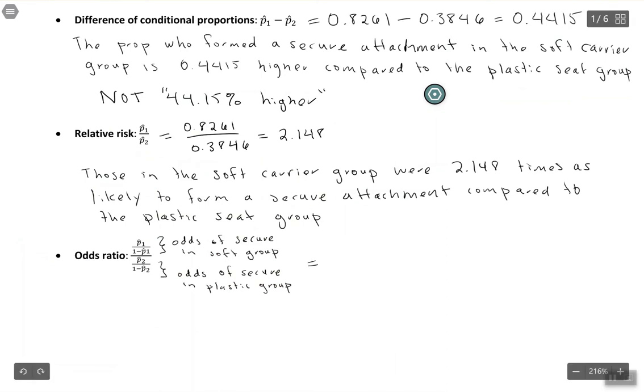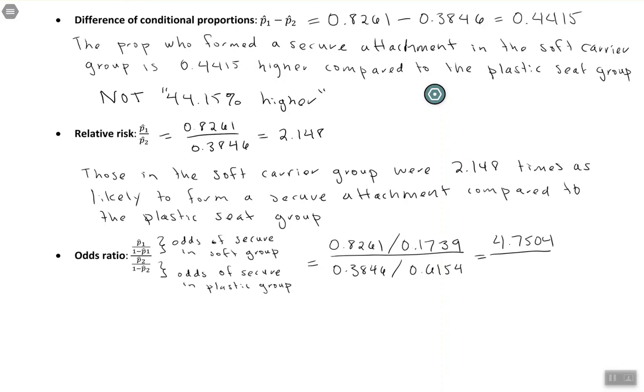All right, so let's calculate the odds ratio. We'll start with the odds of secure attachment in the soft group. In the soft group, 0.8261 is the proportion of successes. And then if we do 1 minus that, we get 0.1739. Then the successes in the plastic group is 0.3846. If we do 1 minus that, it's 0.6154. So if we put it together, 4.7504, that's the odds of a secure attachment in the soft group, whereas 0.62496, that's the odds of secure attachment in the plastic group. And we can put it together and get an odds ratio of 7.545.